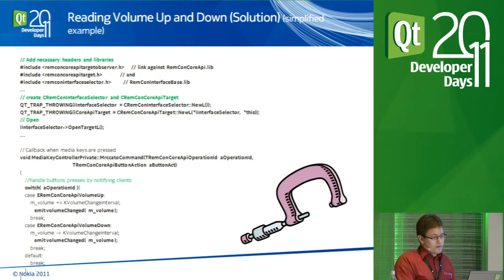And next, we had the problem of reading the volume up and down buttons. Well, that's possible with the Remcon API target observer, which is usable if you link against the Remcon Core API library. What you need to do is create a CRemcon interface selector and CRemcon Core API target, open the connection there, and then in the callback method you can handle the volume up and down key events. And in this example, it yet again emits the new volume level.